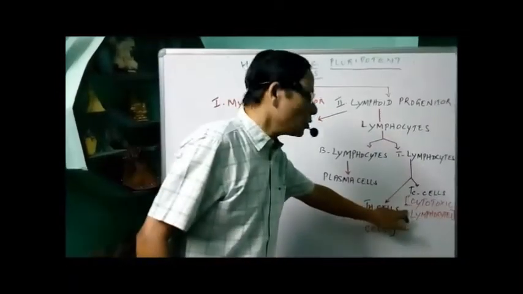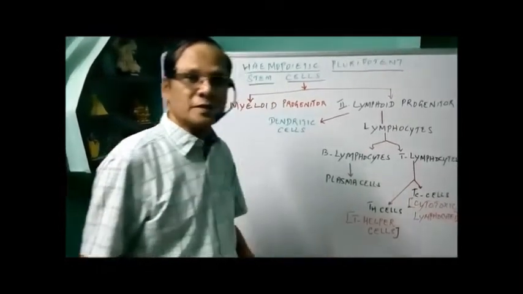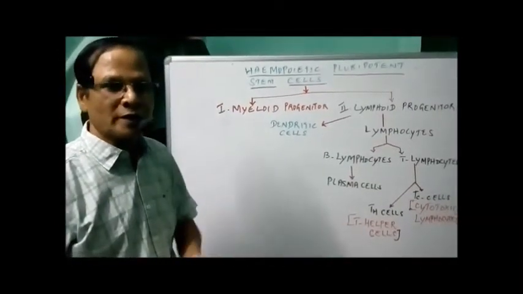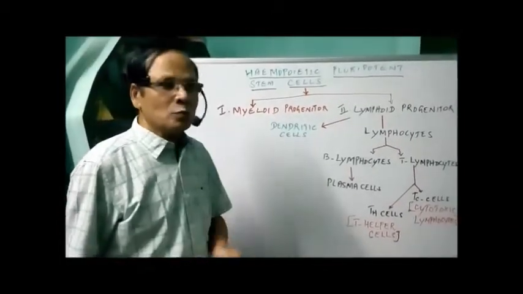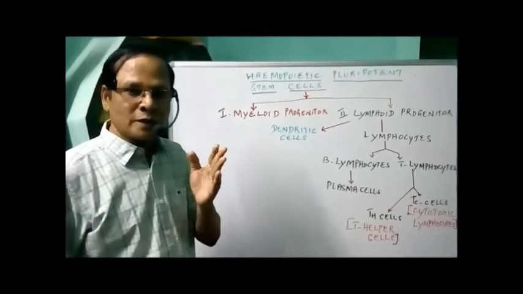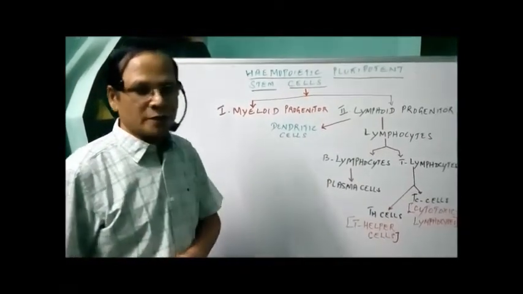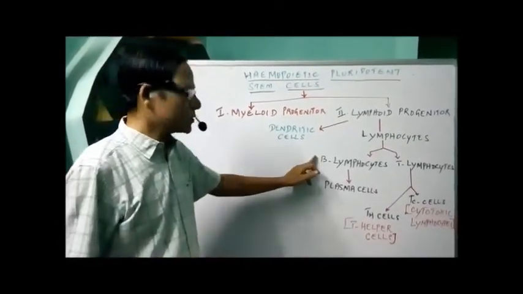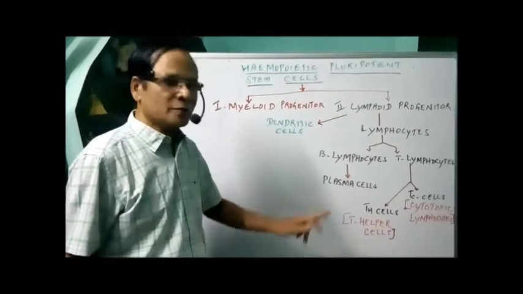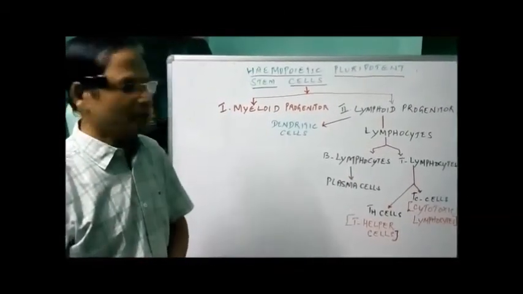So these are involved in cell-mediated immunity, and these cells, the B cells, are involved in humoral immunity or antibody-mediated immunity. Now, at the time of activation, the B lymphocytes get converted into plasma cells. I will tell you more about this later. So B lymphocytes convert into plasma cells, which are cells concerned with the production of antibodies.